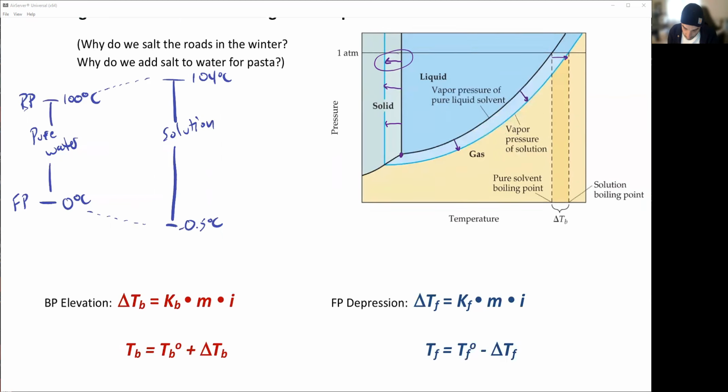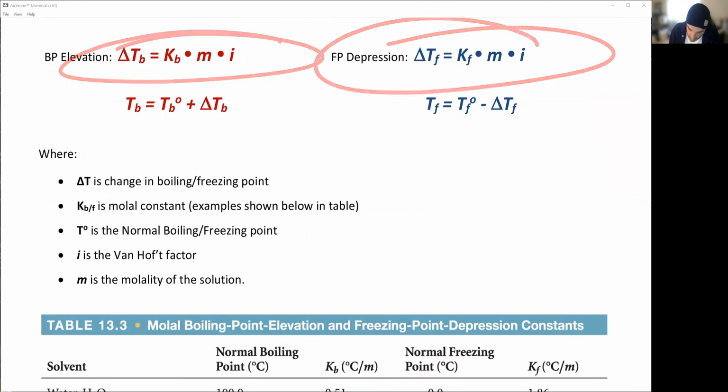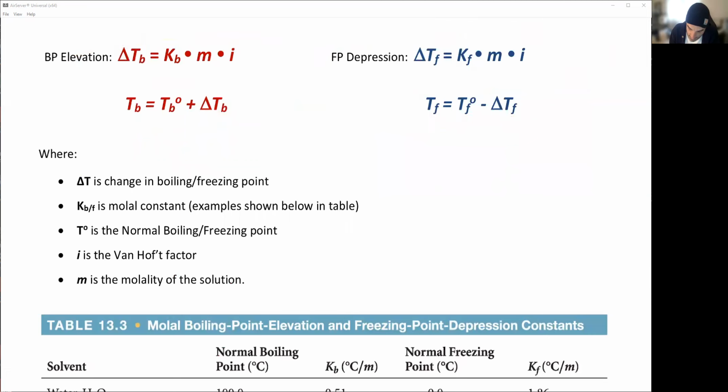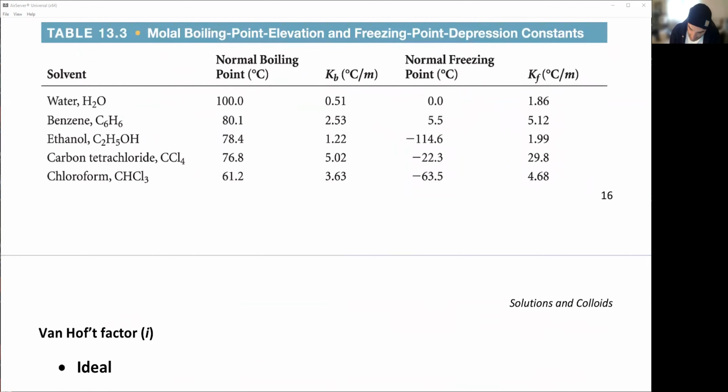So there are two formulas here. Ultimately, these are the important formulas. Just recognize that this is basically saying that the boiling point increases and the freezing point decreases. So the change in boiling point is equivalent to KB, which is a constant, times the molality. So we're using molality here, times i. We're going to talk about what the van 't Hoff factor is in just a moment. So that's the equation, okay? Okay, so here are those K values, those KB and KF, which you're going to notice are very different.